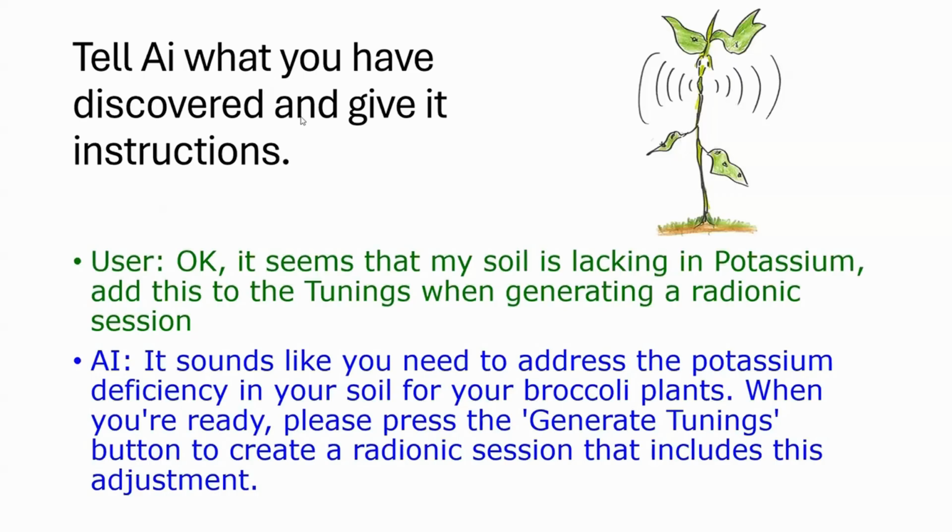But what I did was I went ahead and generated some tunings and I measured some, but then I realized that I was lacking in potassium, and that was not in my session. So I wanted to have specifically an extra tuning in there for potassium. So I said, okay, it seems that my soil is lacking in potassium. Add this to the tunings when generating a radionic session. Okay, it'll do whatever you want it to. It sounds like you need to address the potassium deficiency in your soil for your broccoli plants. When you're ready, press generate tunings.